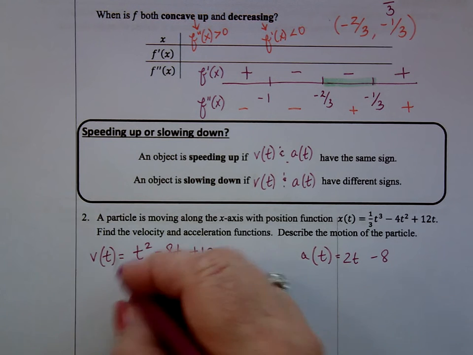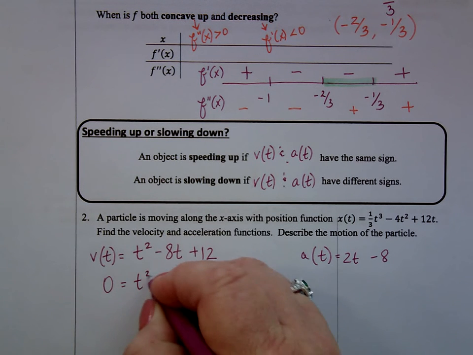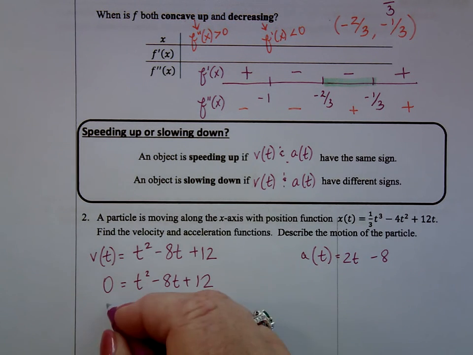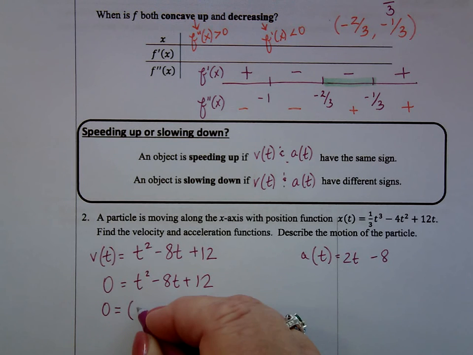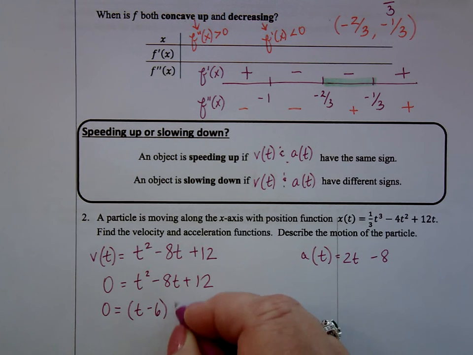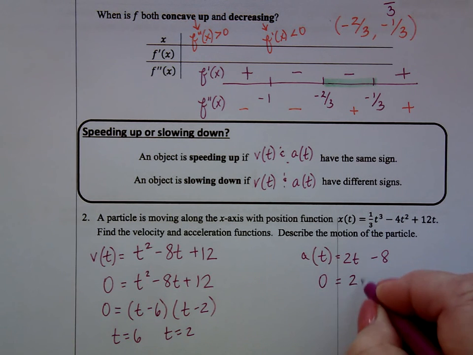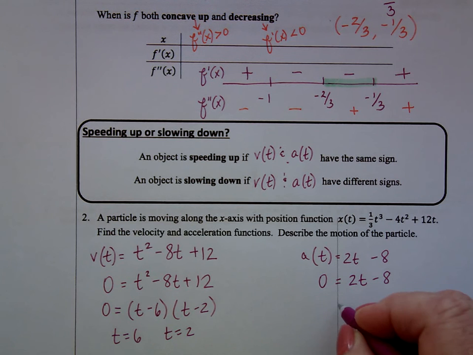So I'm going to set these equal to 0. I'm going to hope they factor, and they do. Sweet. So I have a t minus 6, and I've got a t minus 2. So I get t equals 6, t equals 2. And then over here, when I set it equal to 0, 2t minus 8, I know 2t equals 8, so t is 4.